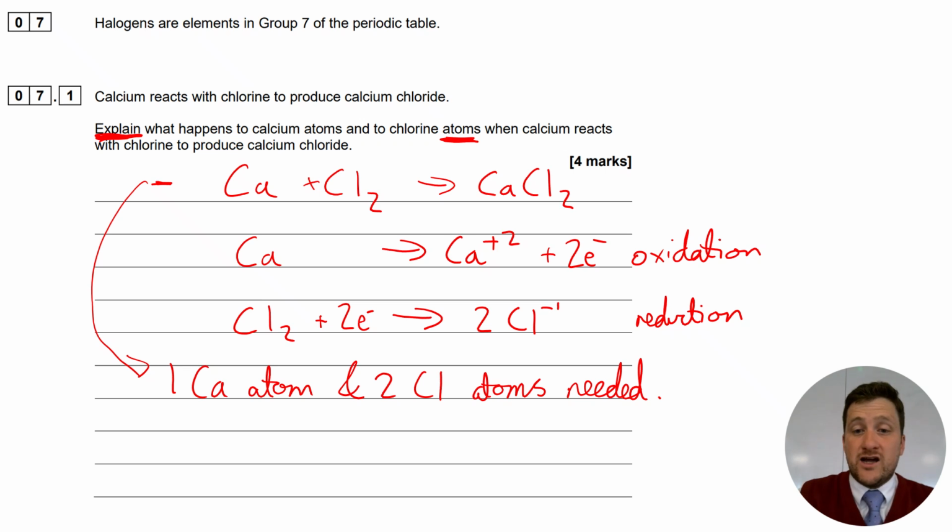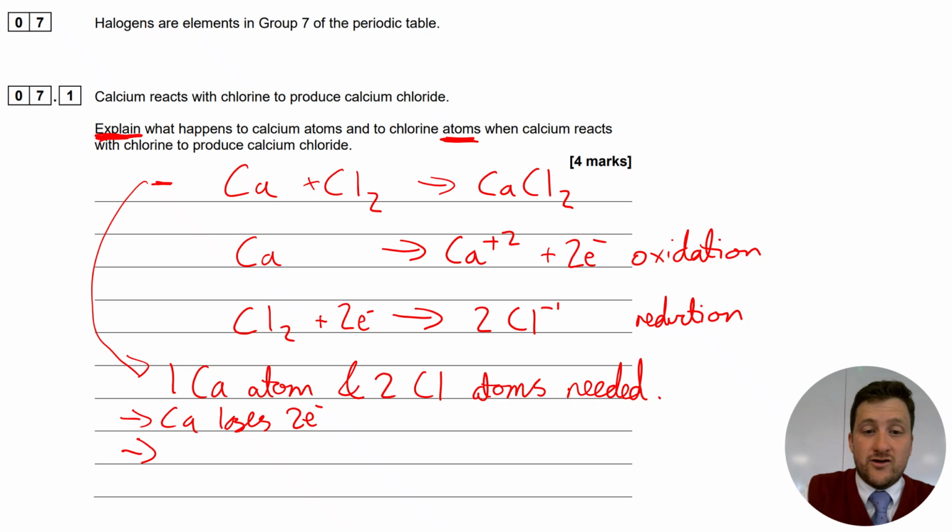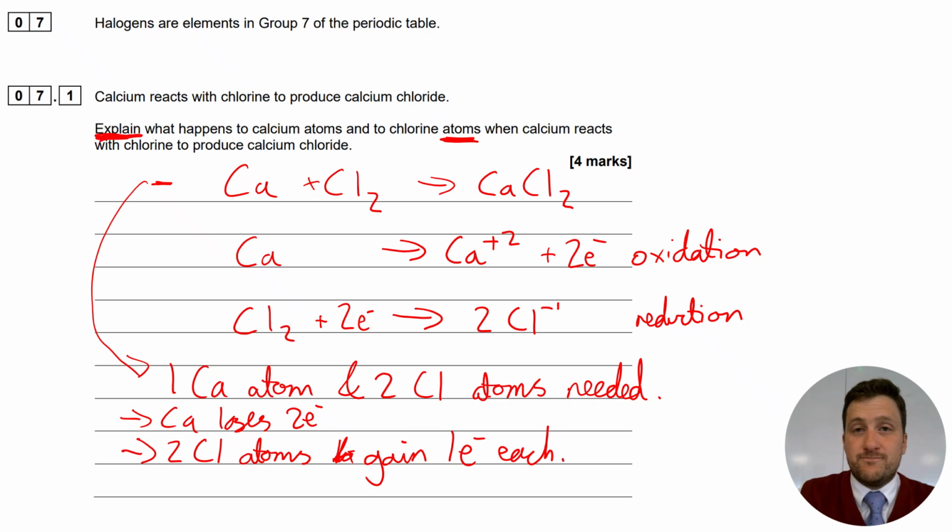Okay, we have the ions already, but we're going to talk about calcium loses 2 electrons. That's our oxidation, just putting it into words as well. And this time we're going to use atoms. Our 2 chlorine atoms gain 1 electron each. That's our little bit of adding words, not just having our equations there, just to make sure they understand that you know what oxidation and reduction is.